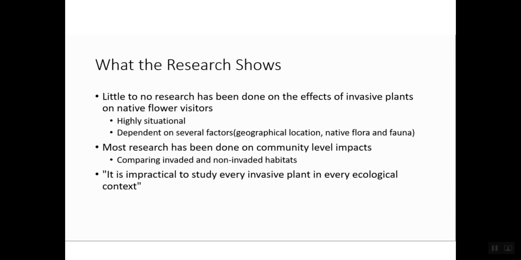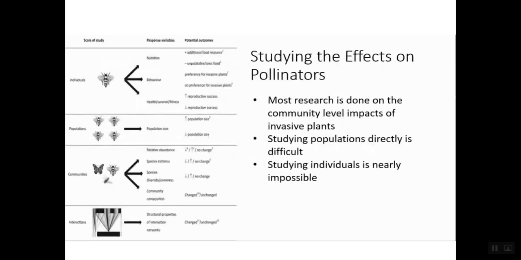Most of the research that has been done is on the community level impacts. So the overall effect that these things have on their surrounding environment rather than just on the individual pollinators themselves. Normally they compare invaded and not invaded habitats. That's what most of the research has been done on. And this was a quote directly from the study that I was looking into initially. It says, it's impractical to study every invasive plant in every ecological context. So it's really difficult to do this kind of research, which is a bit disappointing to me, but it makes a lot more sense now that I know about it.